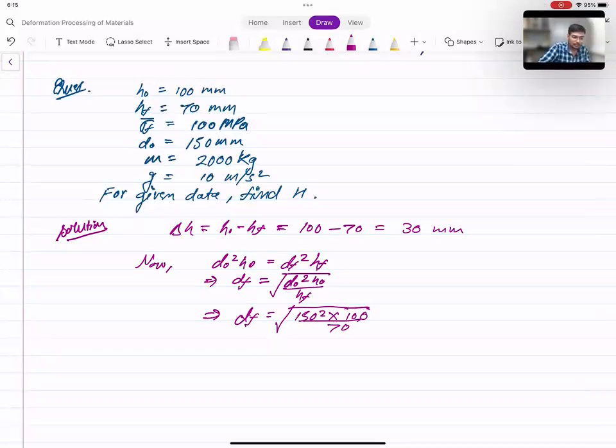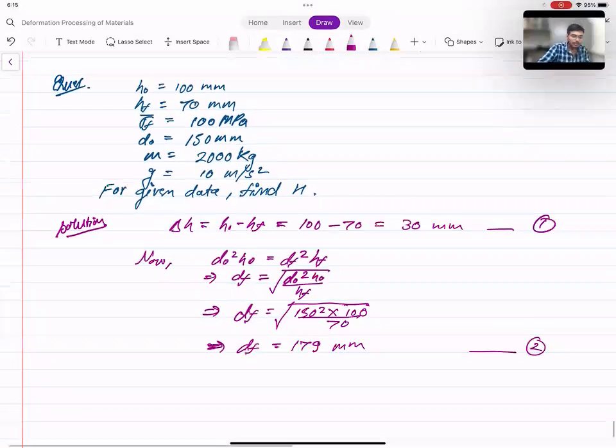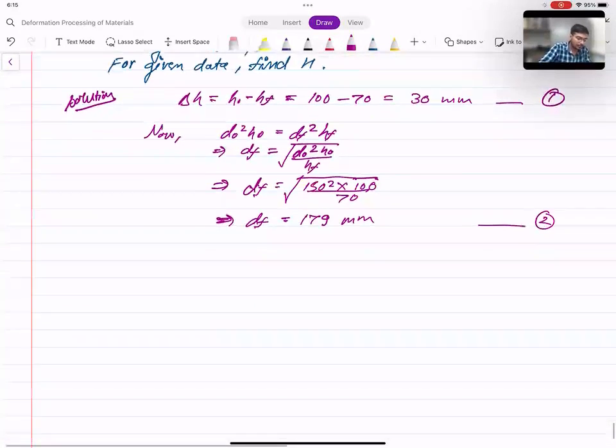And this comes out to be 179 mm approximately. I've already calculated this. So this becomes 179 mm. So let us call this equation 1. Now after this, we can calculate the force.